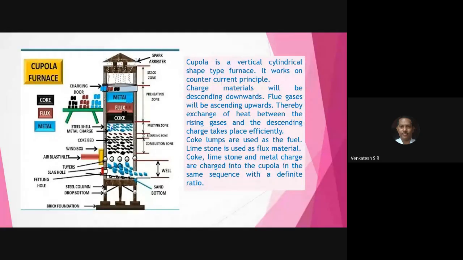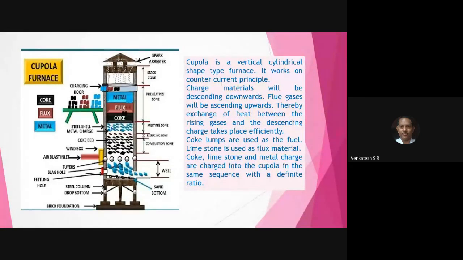All of you, please write down the question: Explain briefly the principle of operation of the cupola furnace with a neat sketch. And on the next line, write down one more question, the same question in a different way: Explain briefly with a neat sketch the different zones of the cupola.